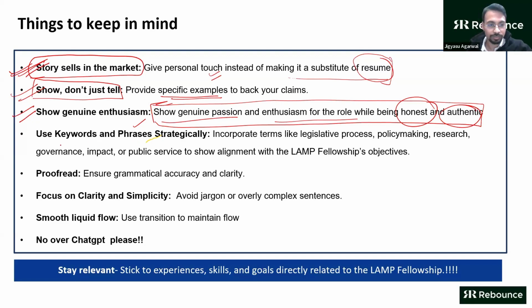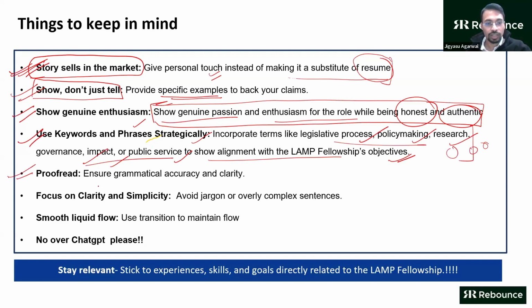They embrace diversity. Then use keywords and phrases strategically, which means, let's say, incorporate terms like legislative process, policymaking, research, governance, impact, public service to show alignment with the LAMP fellowship's objectives. You can also search the LAMP fellowship website. You'll find a lot of material about all these things.